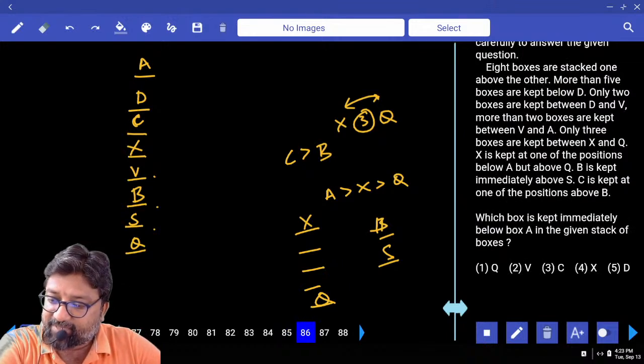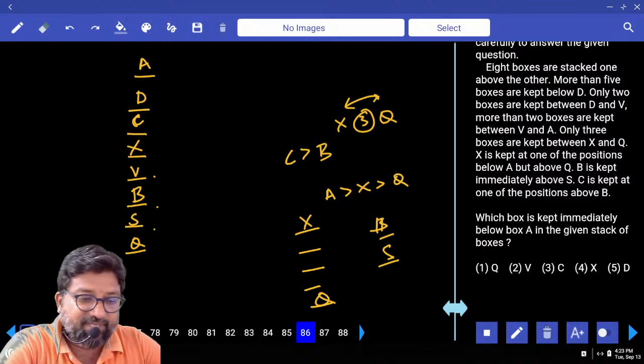Which box is kept immediately below box A in the stack of boxes? Immediately below A is what?